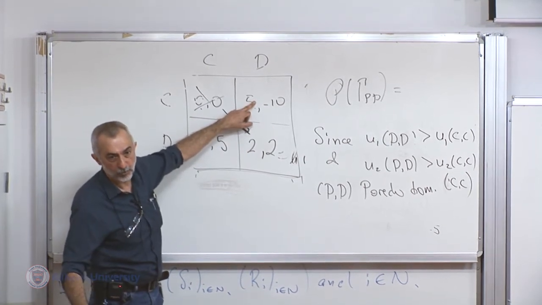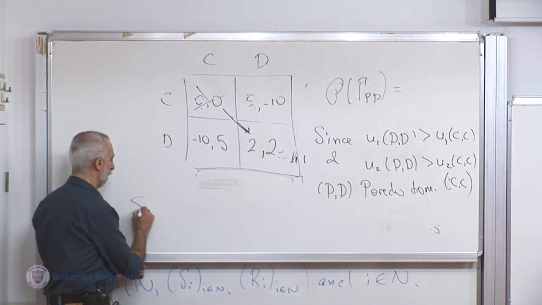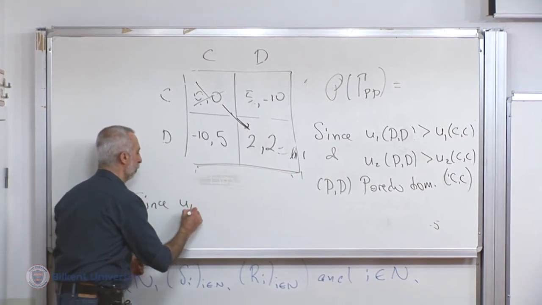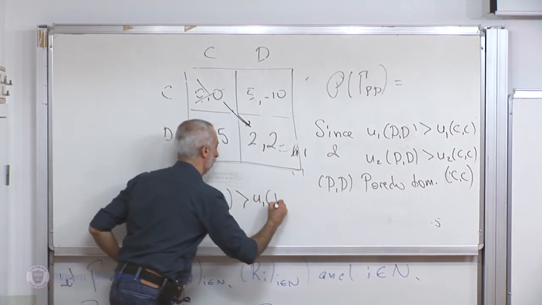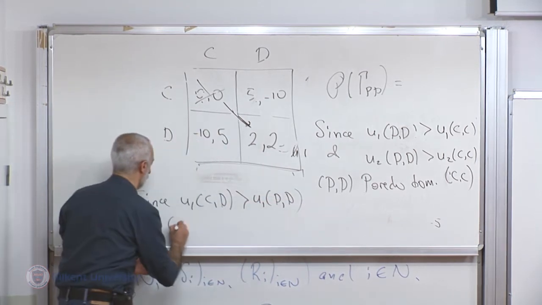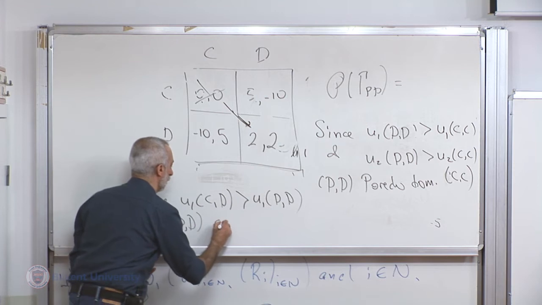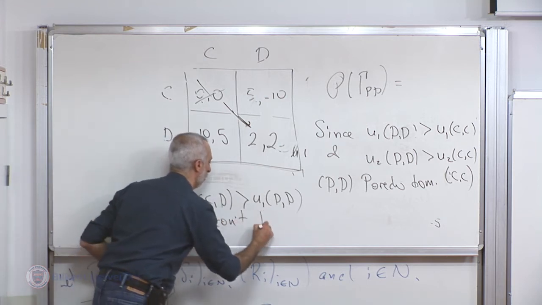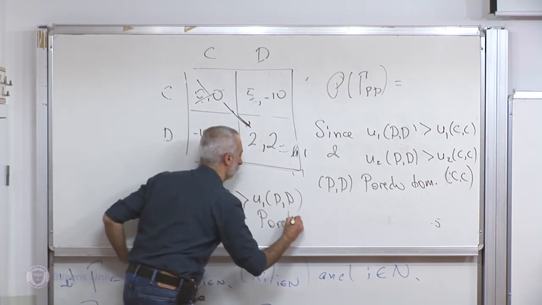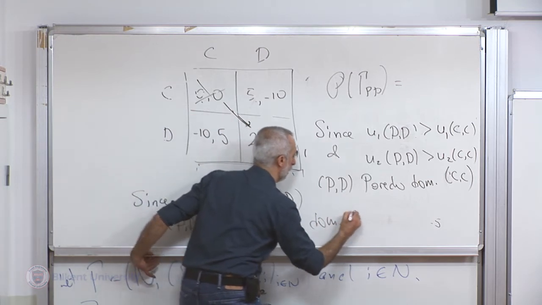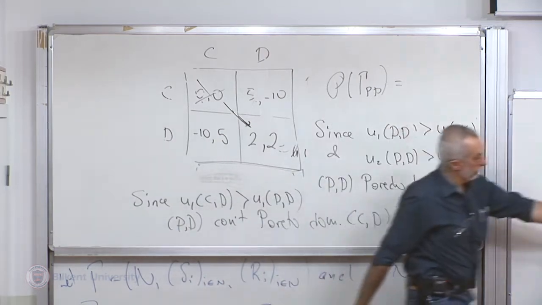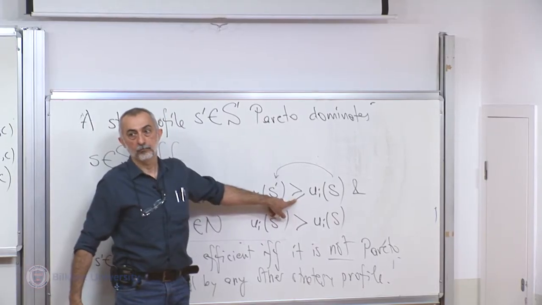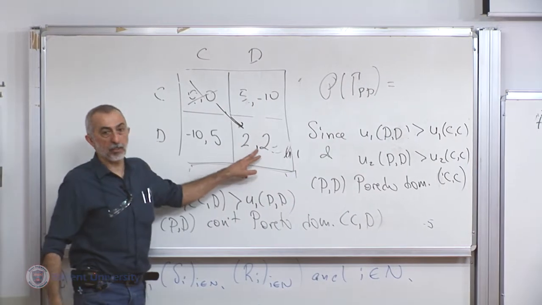Okay? So far, so good? Since U1 of CD is bigger than U1 of DD, DD can't Pareto dominate CD, because for Pareto domination we need this condition. Okay? So DD does not Pareto dominate it.